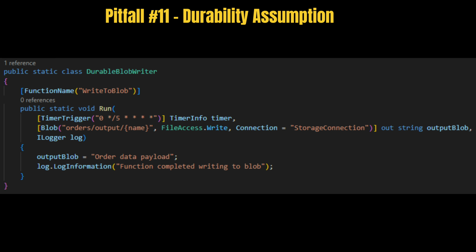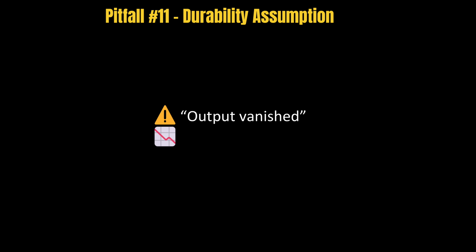Meanwhile, the Blob Storage or Cosmos containers show no new items. Your function ran, the log says success, but the output disappeared. No retries, no errors, just gone. Welcome to the pitfall of durability assumptions.